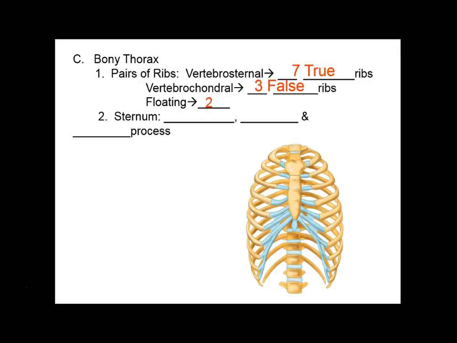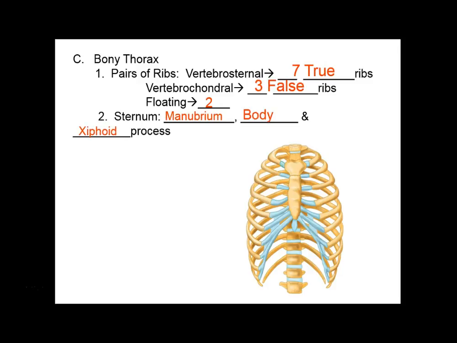So we have 12 pair of ribs. In the front, some of the ribs are attached to the sternum. The sternum has 3 basic parts. The most anterior part, which looks like an M, is called the manubrium. Then the main part of the sternum is the body, and the inferior little part is the xiphoid process.